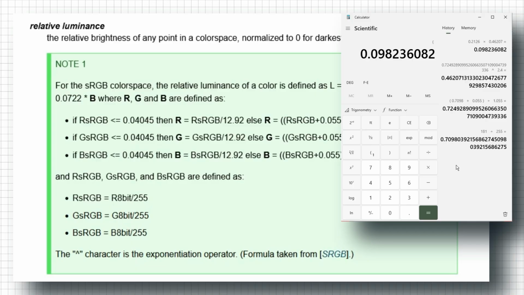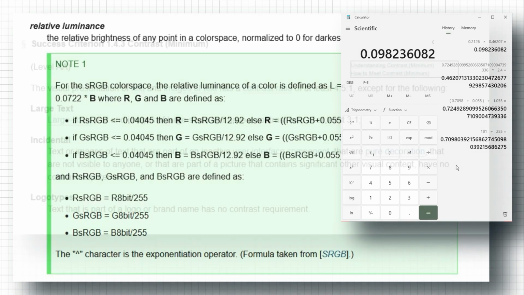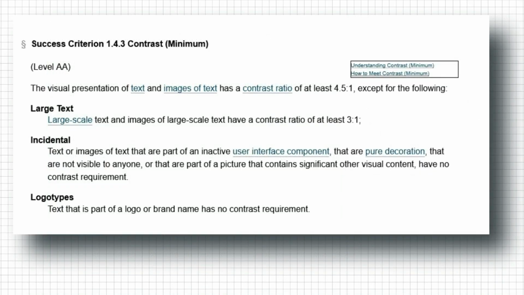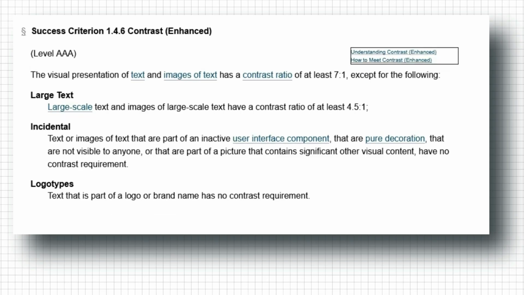What good is that? That's the value that's used to determine contrast, which is a ratio. Let's jump up in this document to Success Criterion 1.4.3, Contrast Minimum. For level AA, it reads, the visual presentation of text and images of text has a contrast ratio of at least 4.5 to 1. And being proactive, if I scroll down to Success Criterion 1.4.6 Contrast Enhanced for level AAA, a contrast ratio of at least 7 to 1.